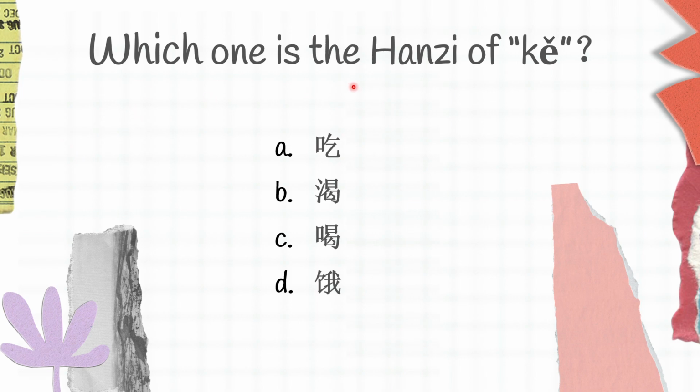Which one is the Hanzi of Ke? I hope that you guys still remember. A is Chi, B is Ke, C is He, and D is E. And Ke here is B.